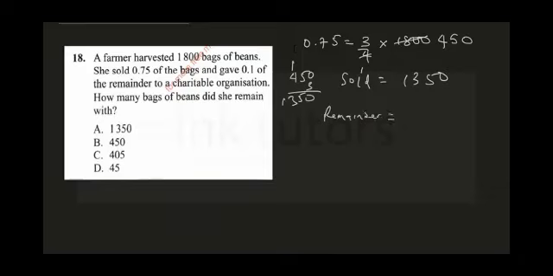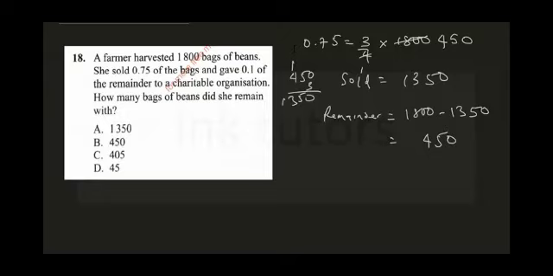Now, if she sold 1350, that means the remainder will be 18 minus 1350. Now, when you do 18 minus 1350, you're going to get 0. This is carry 1, 10 minus 5, 5. This is 7 minus 3. That's 450. So this is what is left.